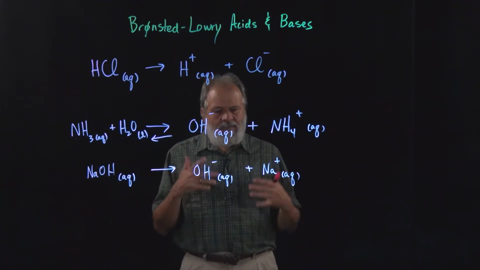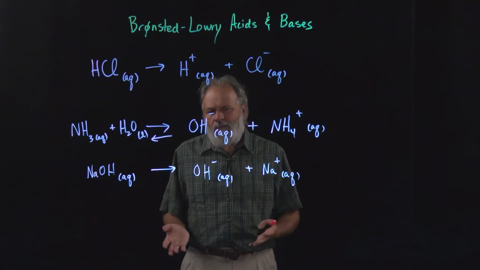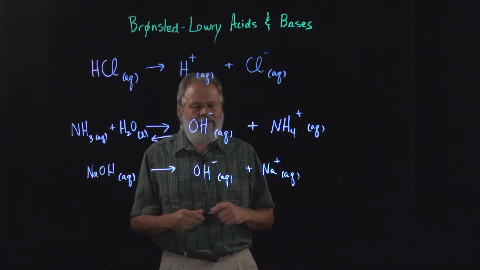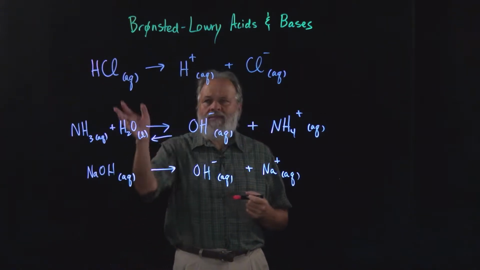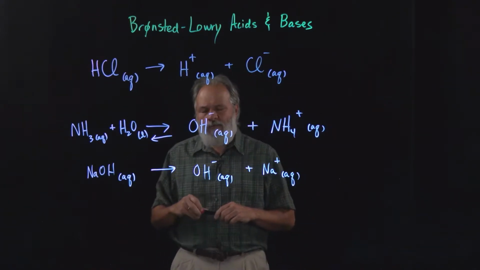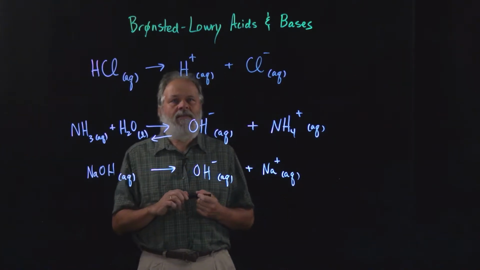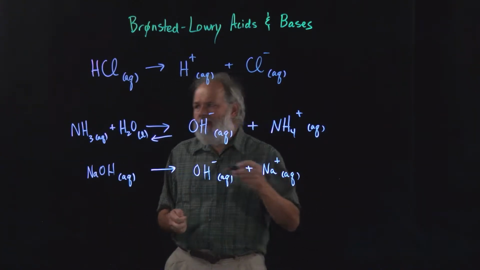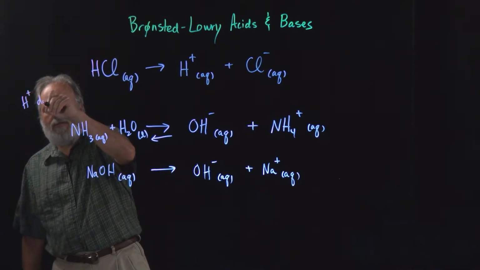In this video, I'm going to talk about a different definition of acid and base. For practical purposes, it's very similar to the Arrhenius definition, except with some slight differences. For example, this was the equation we wrote for the Arrhenius acid. Bronsted instead says an acid is an H plus donor.